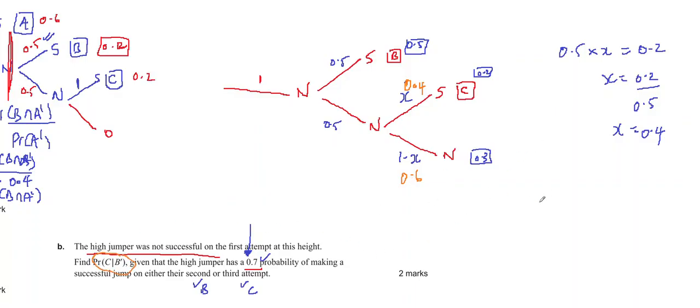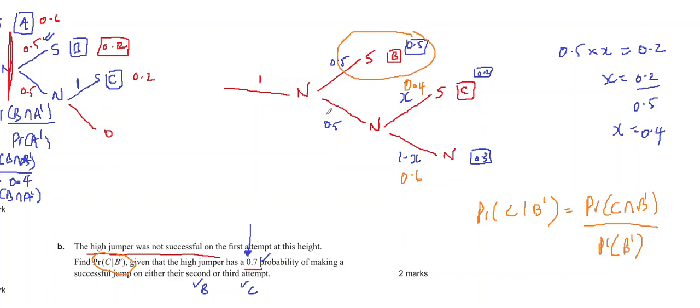Now the question's asking probability of C given not B, which would be the probability of C intersect not B, over the probability of not B. Probability of B is 0.5, therefore the probability of not B is 0.5 as well, because I have to add to 1. And probability of C given not B is here 0.2, therefore the answer is 0.4, or 2/5.